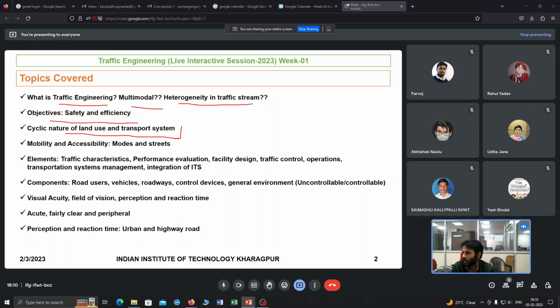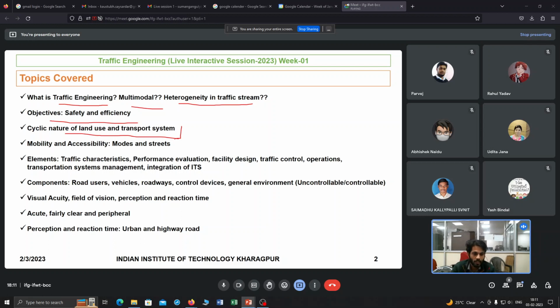Then it actually talks about mobility and accessibility. If you see our overall transportation systems, the objective of the overall transportation system is to provide mobility as well as accessibility. Basically through a road you want to go from point A to point B, in a reasonable time obviously. So that is called your mobility. I want to move basically.